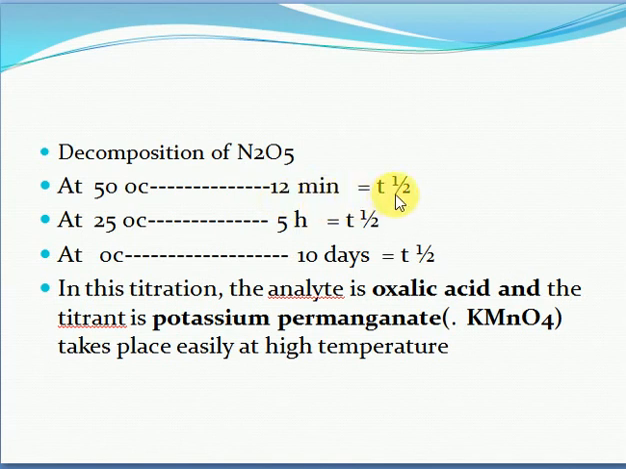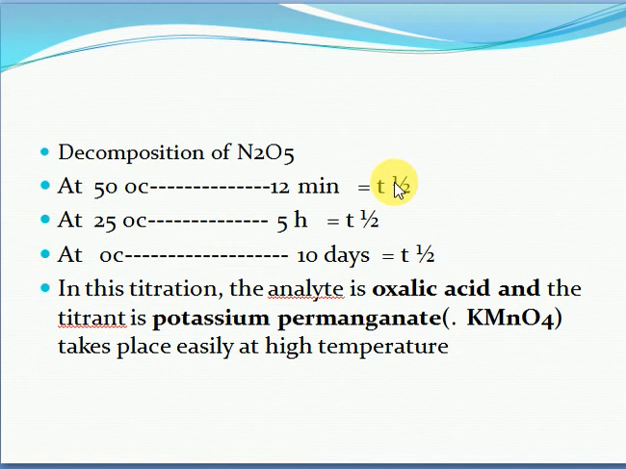What does T half mean here? Suppose I take 1 gram of a substance. How much time is required for this 1 gram to become 0.5 grams? That is called T half. Generally, T half is used for radioactive elements. This is also called the half lifetime. Once again, half lifetime is the amount of time required to consume half of the substance.